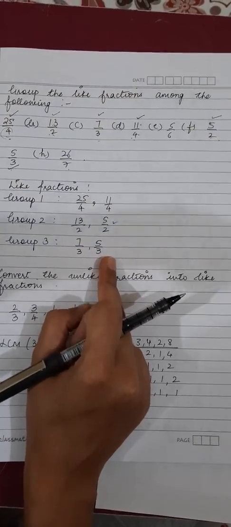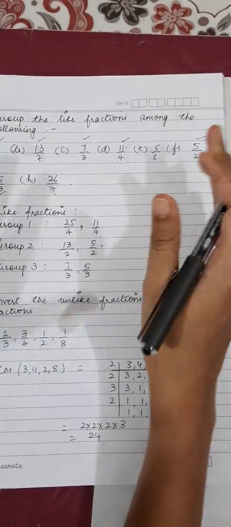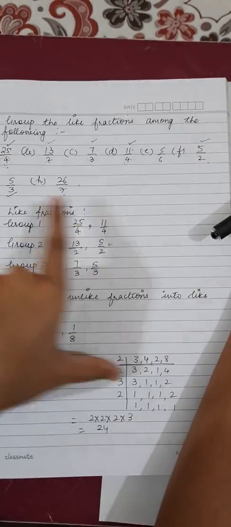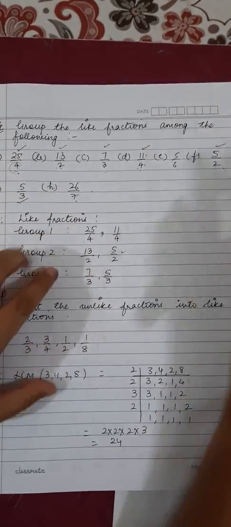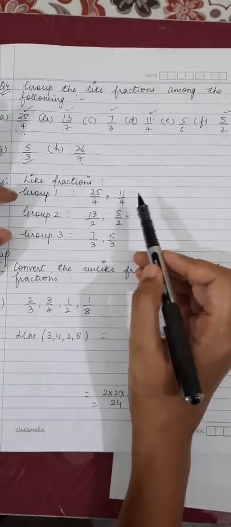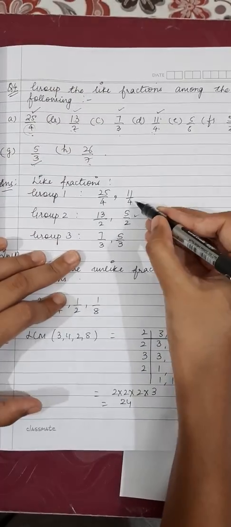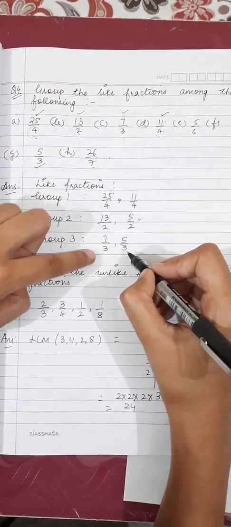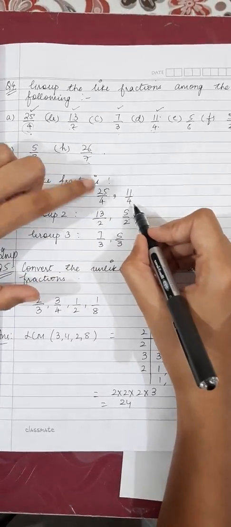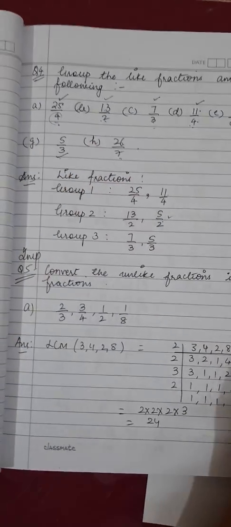Now two fractions are left, 5 upon 6 and 26 upon 7. But you do not have to keep them because they are unlike fractions. There is no other fraction which has the denominator 6 and there is no other fraction which has the denominator 7. So that's why we have grouped them together. So these are the like fractions. But can you tell me, are these all together like with each other? No, they are not, because here the denominator is 4, here 2 and here 3. So this was your question number 4.